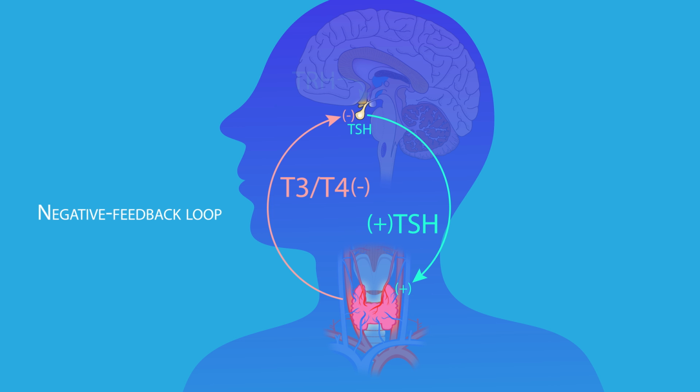So TRH stimulates the synthesis and release of TSH, while T3 inhibits the synthesis of TSH. In the next lesson, we'll talk about how TRH is regulated.